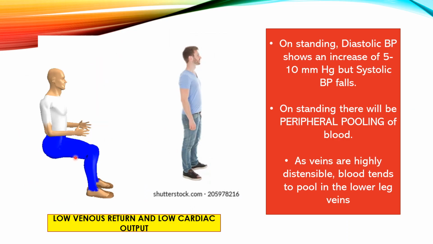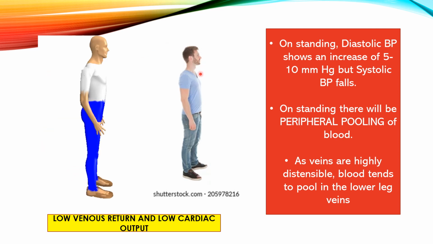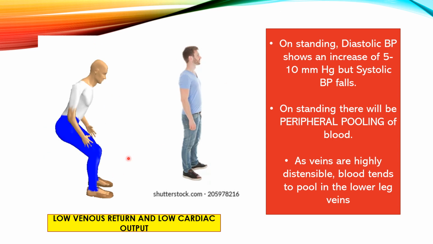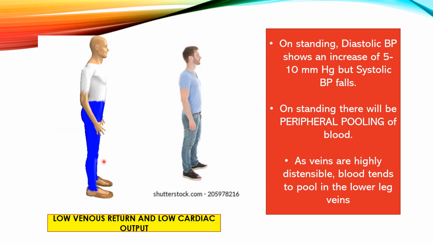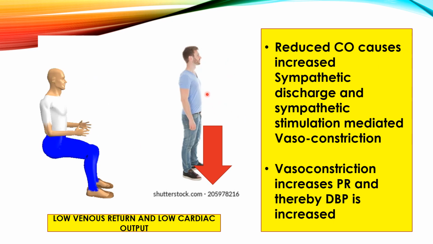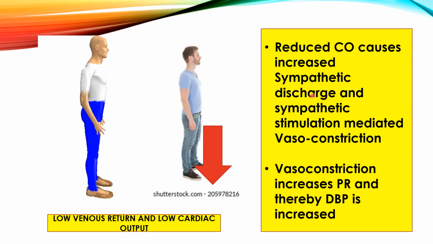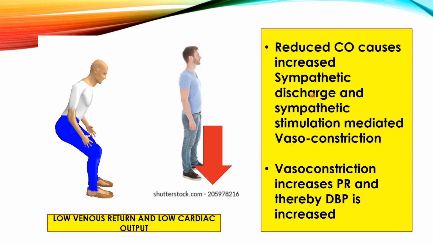So when a person assumes a standing posture from the sitting posture or the supine posture, we know that there will be peripheral pooling of blood, which will cause less venous return and less cardiac output. This less cardiac output causes increased sympathetic discharge, and what is the effect of sympathetic discharge? It will cause vasoconstriction. So vasoconstriction means reduction in the radius, which will increase the peripheral resistance.